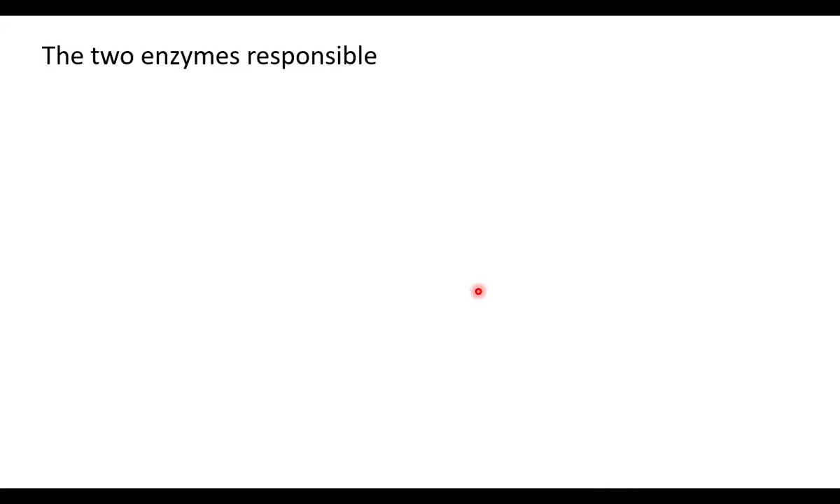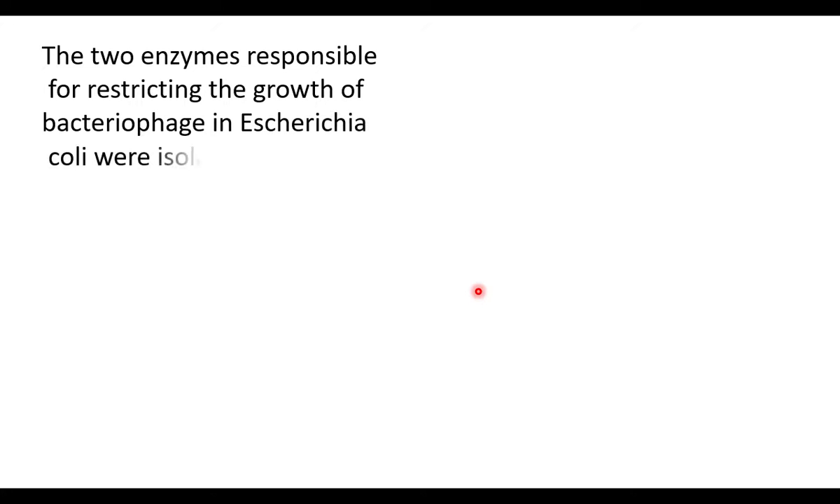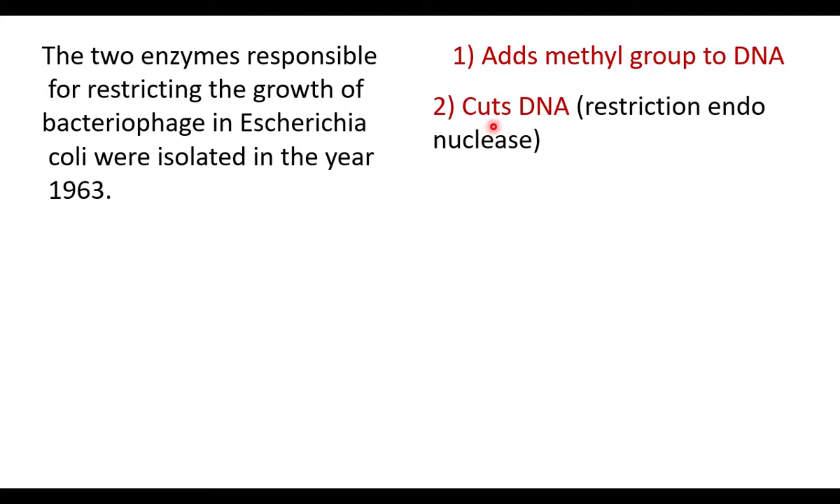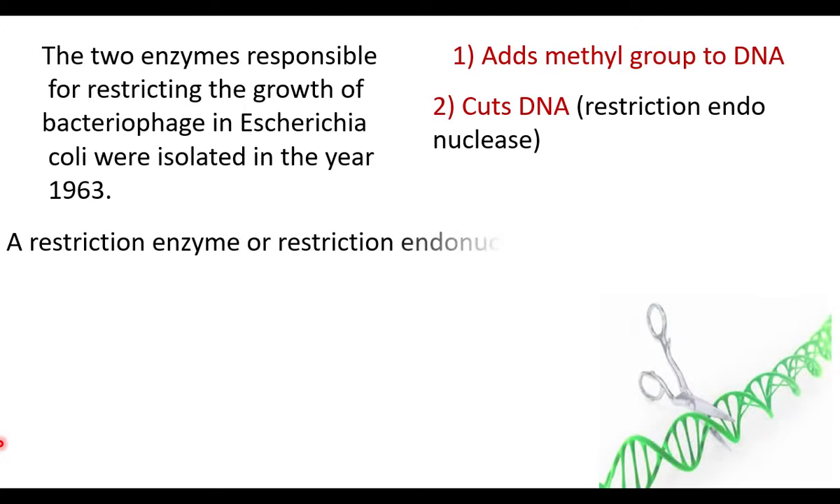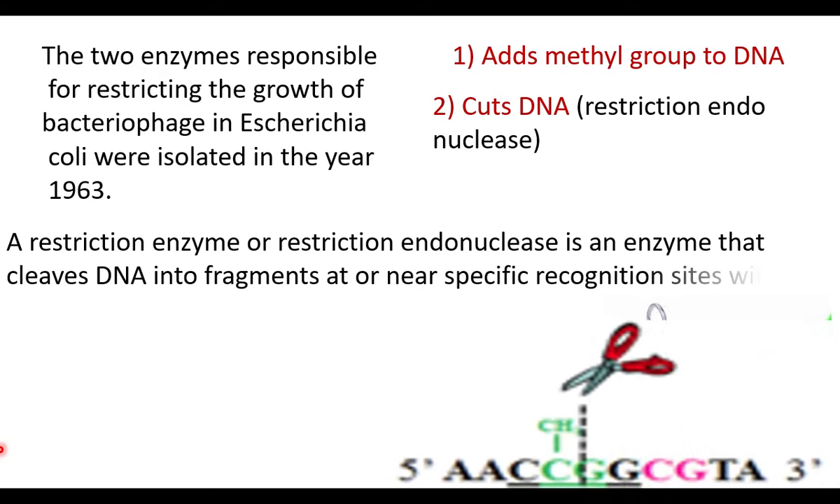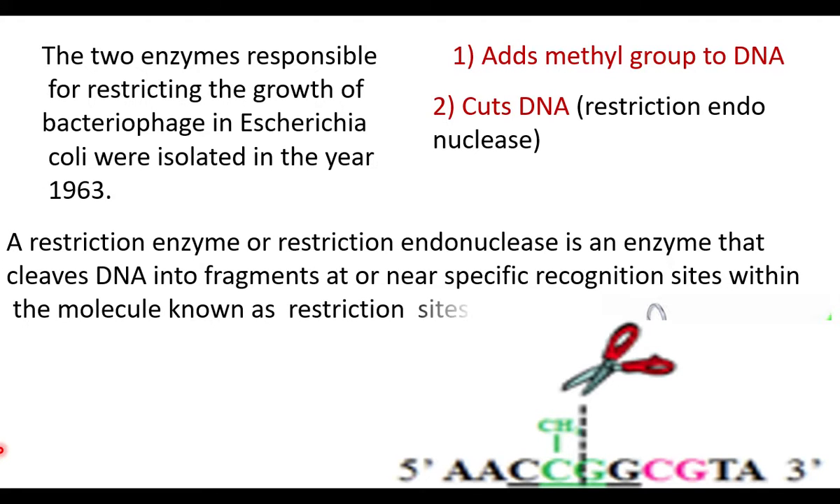The two enzymes responsible for restricting the growth of bacteriophage in Escherichia coli were isolated in the year 1963. The first enzyme adds methyl group to DNA. The second enzyme cuts DNA. The second enzyme is restriction endonuclease. A restriction enzyme or restriction endonuclease is an enzyme that cleaves DNA into fragments at or near specific recognition sites within the molecule, known as restriction sites.